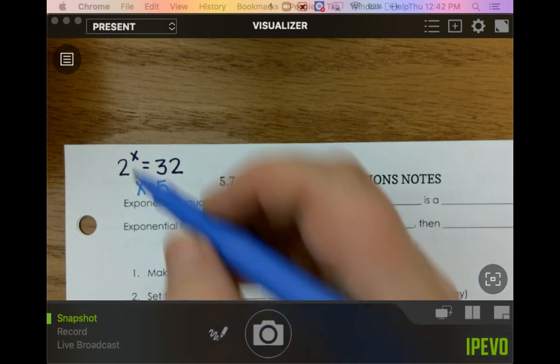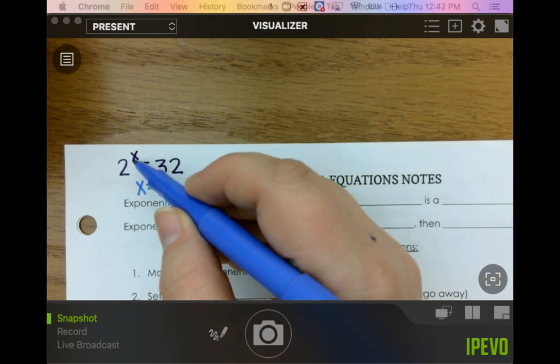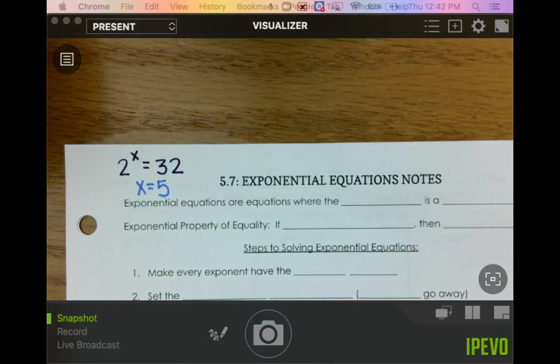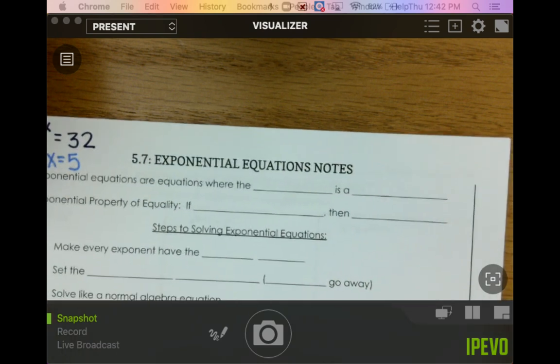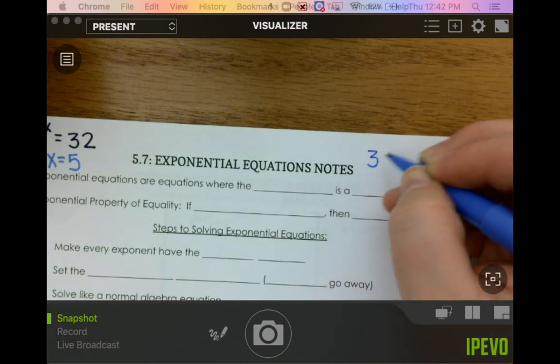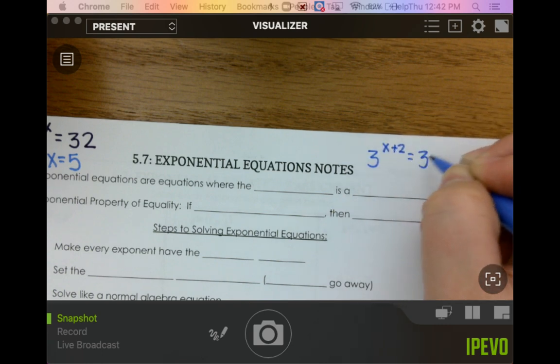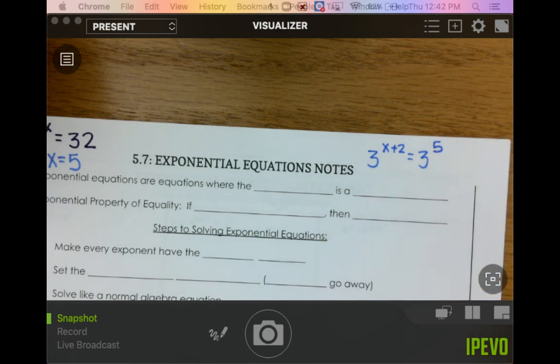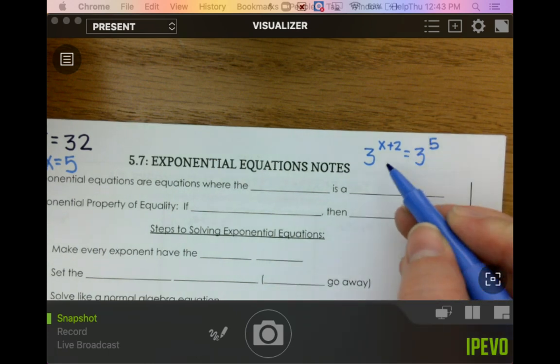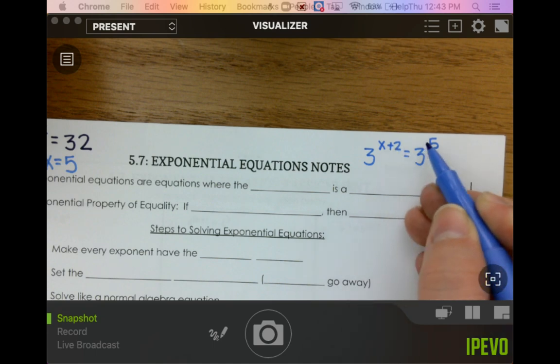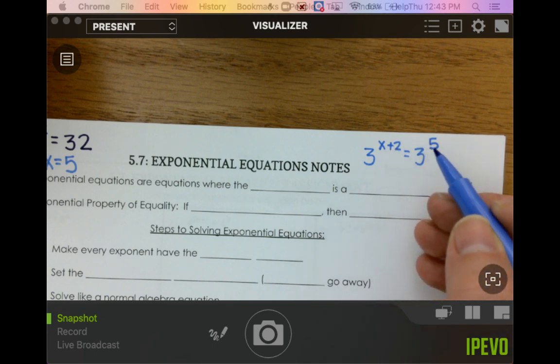So we're looking basically to fill in the exponent. The exponent is always going to be the variable. Sometimes it'll look something like that, and sometimes it'll look something like this: 3 to the power of x plus 2 equals 3 to the power of 5. Both sides have to have the same exponent because they have the same base, 3. So basically we're asking ourselves what number plus 2 equals 5. That would be 3.